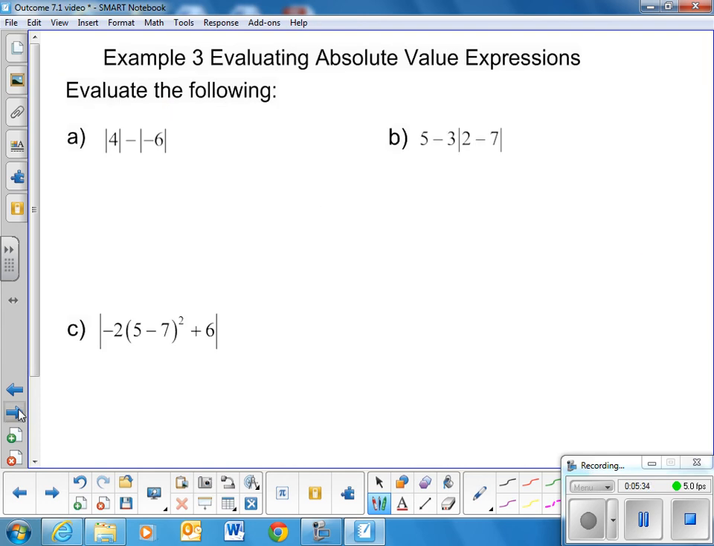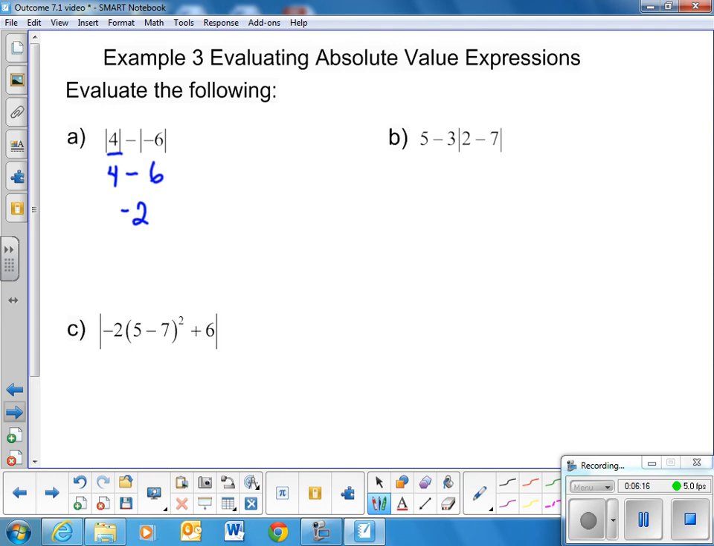We can also do some evaluating of more complicated absolute value expressions. So when we evaluate, we want to simplify what's inside the absolute value signs first and rewrite the equations then without absolute values. So if we're simplifying, the absolute value of 4 is 4 minus the absolute value of negative 6. Because negative 6 is less than 0, the absolute value of that is the negative of negative 6 or positive 6. We now have 4 take away 6, or negative 2.